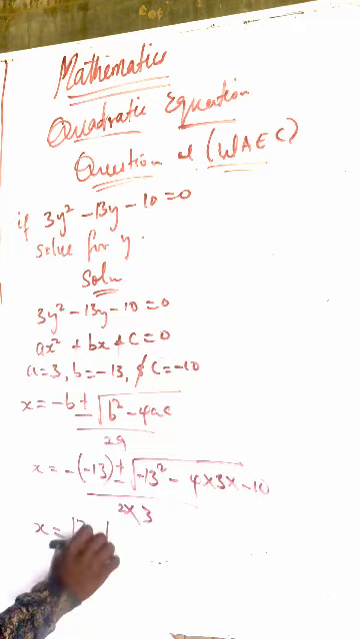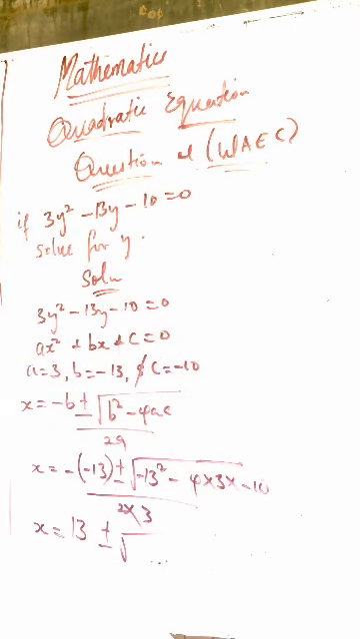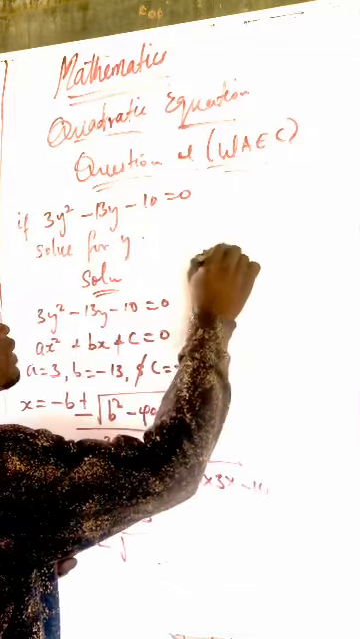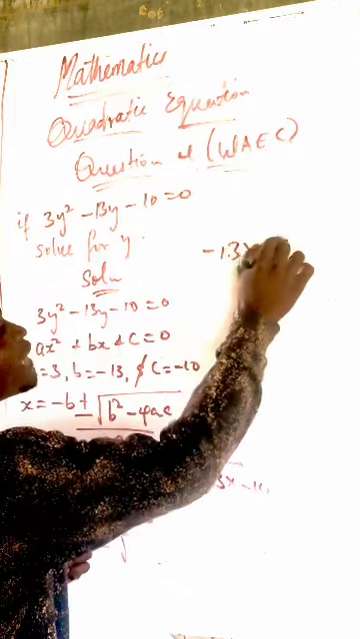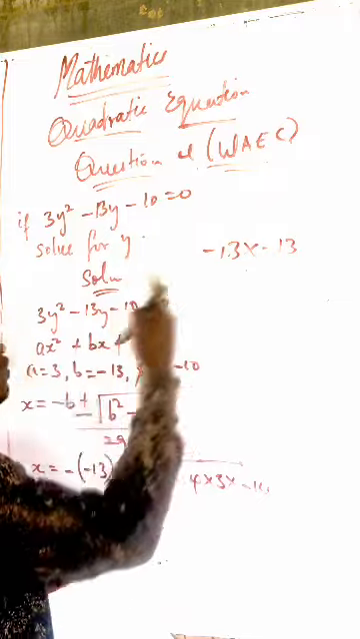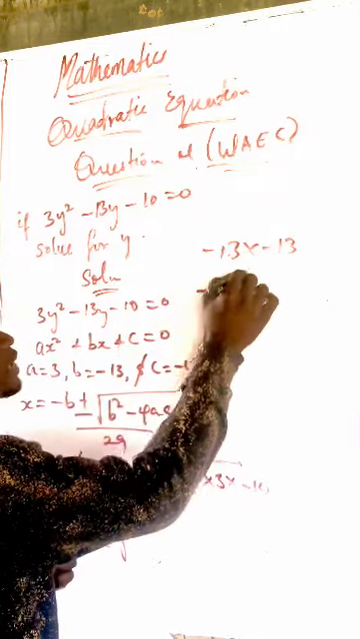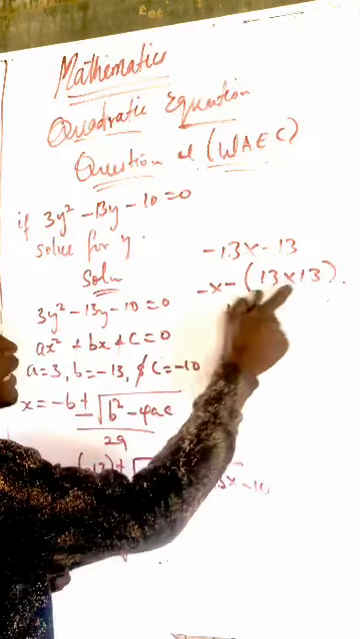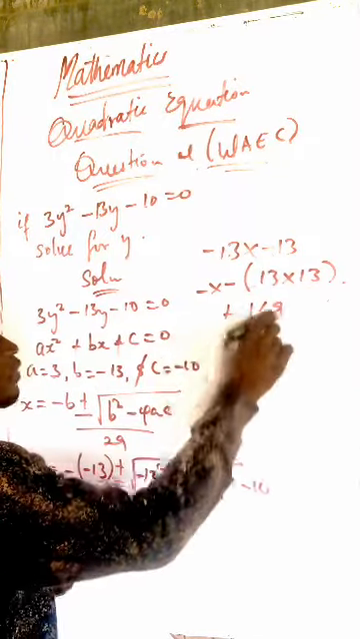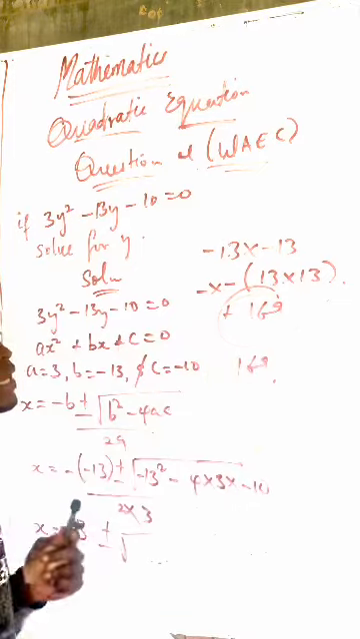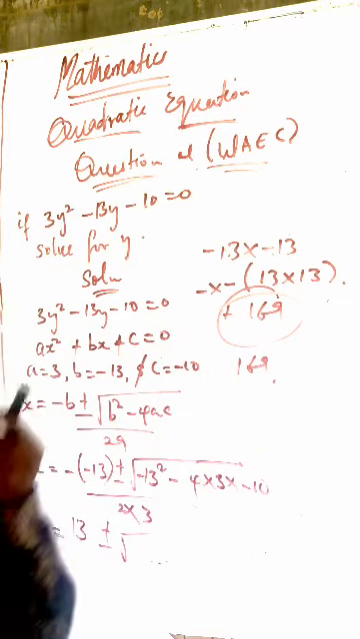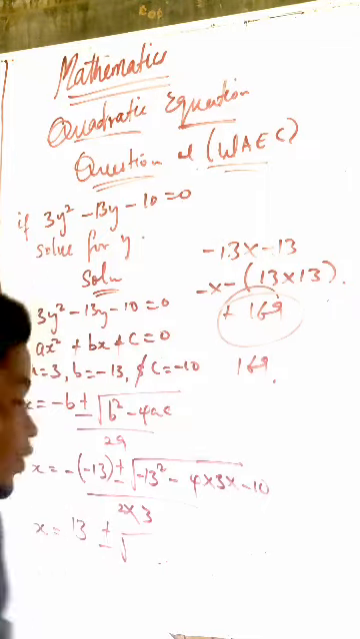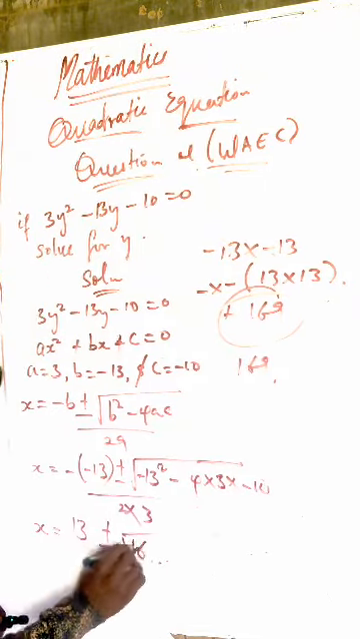Equivalent to 13 plus or minus the square root of minus 13 squared, which means minus 13 times minus 13. Minus and minus is plus, and 13 times 13 is 169. So minus 13 squared is 169. Don't put minus 169, it's going to be wrong. So I have 169 here.